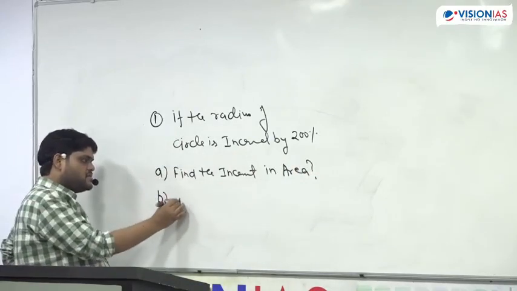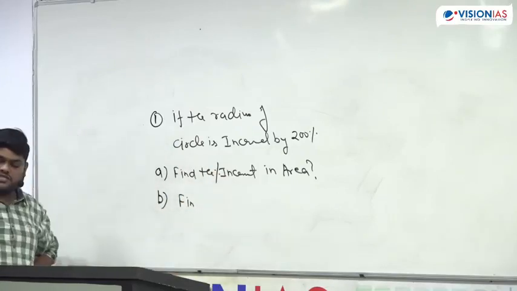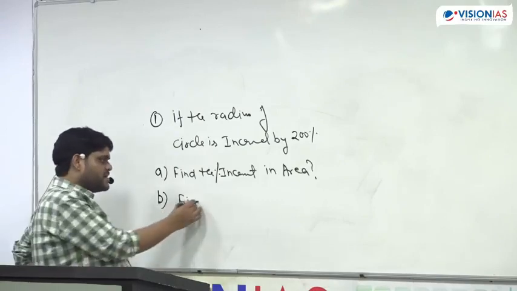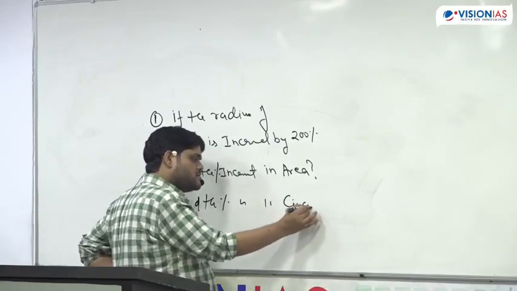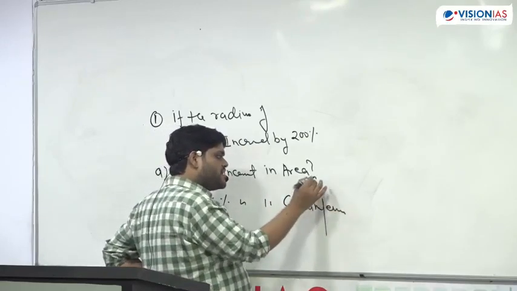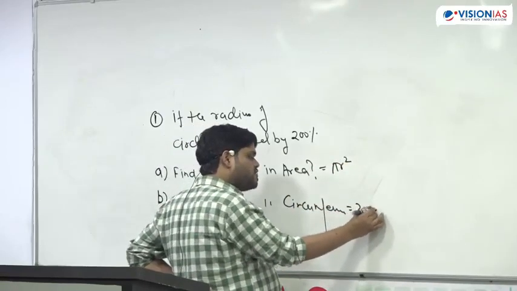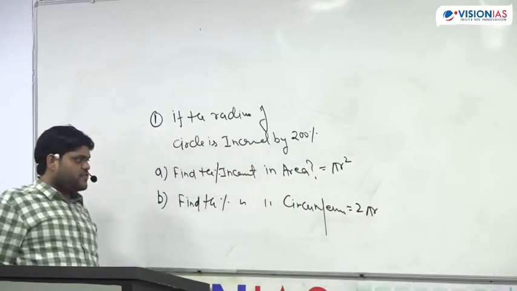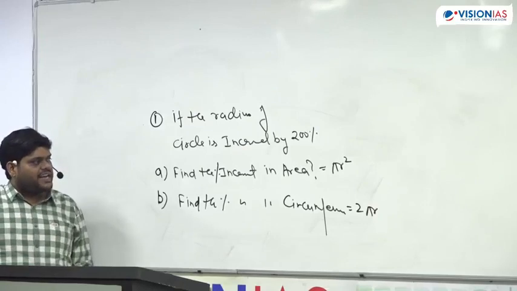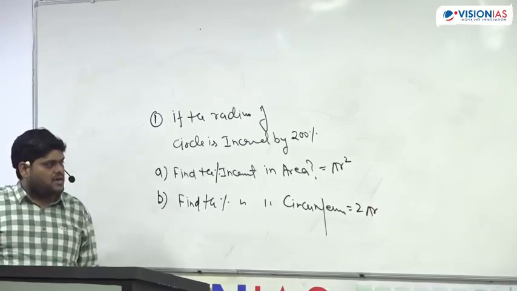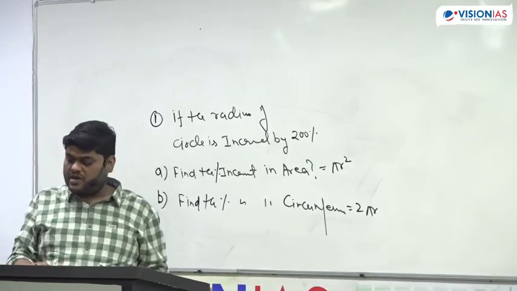Second part is find the percent increment in area, sorry. Find the percent increment in area. Second part is find the percent increment in circumference. The area of circle is pi r square. The circumference is 2 pi r. Give the answer of first and second part. The area of circle is pi r square and circumference of circle is 2 pi r. Give the answer of these two questions.